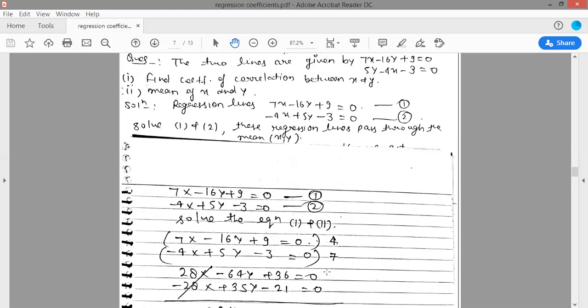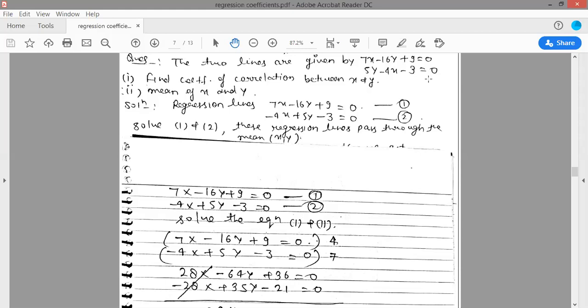Now there is an example, and the example is that the two lines are given by 7x minus 16y plus 9 is equal to 0, and the second line is 5y minus 4x minus 3 is equal to 0. This is an 8 marks question, and this type of question is always asked in your final semester exam. So you should prepare all these types of questions. I will share a few examples in which data is given, and then you will calculate your regression coefficients and regression lines.